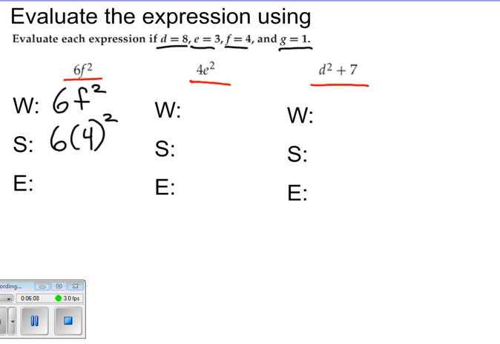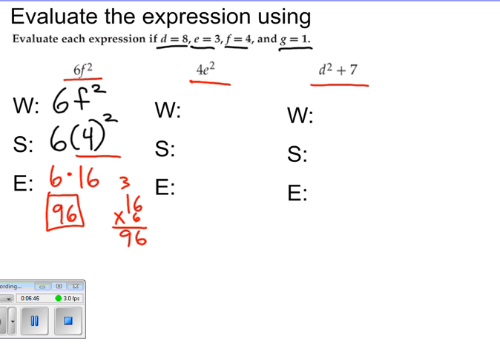Remember, 6 and F are being multiplied together, so I need to put that 4 in parentheses, or I can put a dot, but otherwise it will look like 64 squared, which will definitely be the wrong answer. So I need to somehow separate it. Next, I'm going to follow PEMDAS with exponents first. 4 squared is 16 times 6. I'm going to do some side work. Oops, 16 times 6. There we go, caught that mistake. 6 times 6 is 36, 1 times 6 is 6, 6 plus 3 is 9, and my final answer is 96.